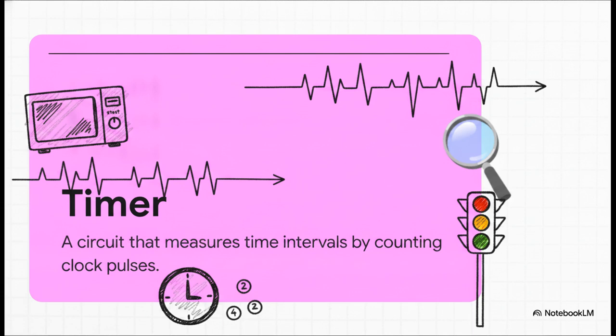Let's say you have a clock running at 1,000 hertz, so 1,000 pulses a second. The timer just sits there and counts exactly 1,000 pulses. Once it hits that number, the device knows exactly 1 second has passed. This simple counting trick is what allows your microwave to stop cooking after exactly 30 seconds, or a traffic light to change at the perfect interval.